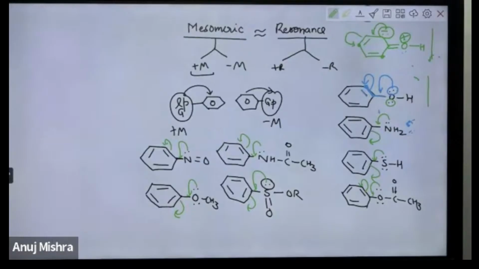बिल्कुल सिंपल कर दिया मैंने आपको. ग्रुप देखिए lone pair है तो plus M मान लेना. Plus M के ऊपर क्या हो सकता है? That's a secondary discussion. But plus M is clear. Is it simple? The group is plus M.